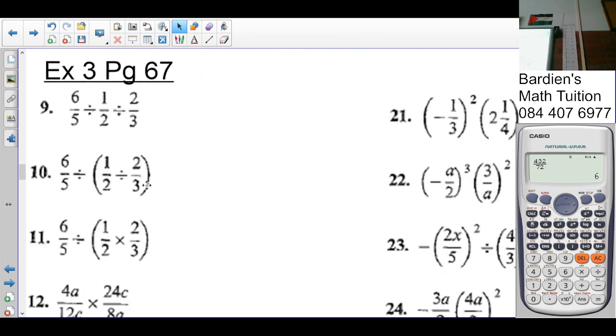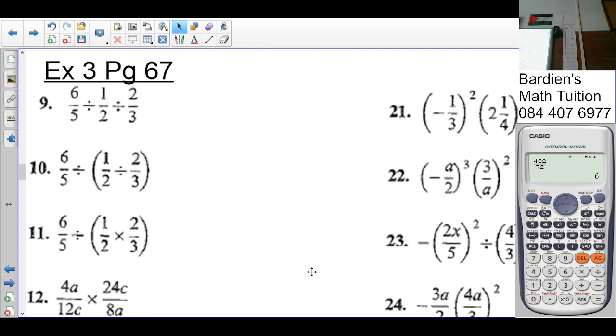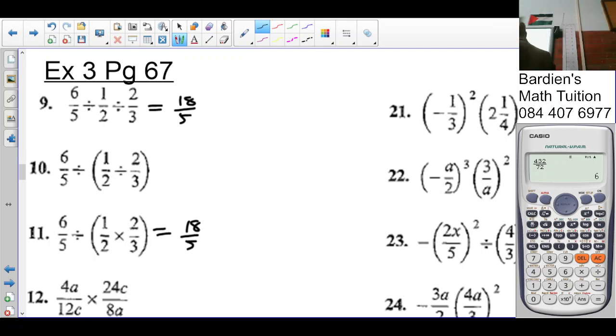Let's carry on. Number 9, 18 over 5. Number 11, it's 18 over 5. Number 21, 1 over 4. Number 23, negative 9x squared over 100. Okay, and so take the calculator away there.